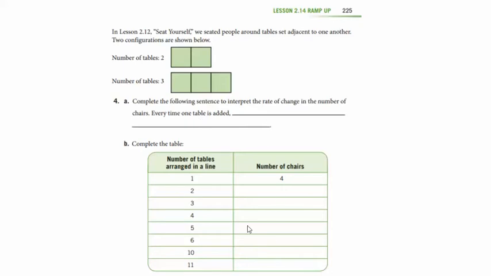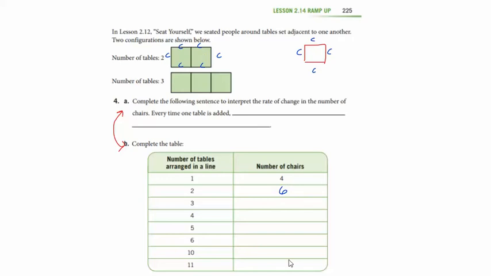Let's do the table first. Actually, I think they probably should have switched these around in the book and had you do the table first and then go back and answer A. You could look back in your work, or we could just start over. So remember, if we had one table, we could fit 4 chairs around it. If we had 2 tables, we could fit 6 chairs around it.